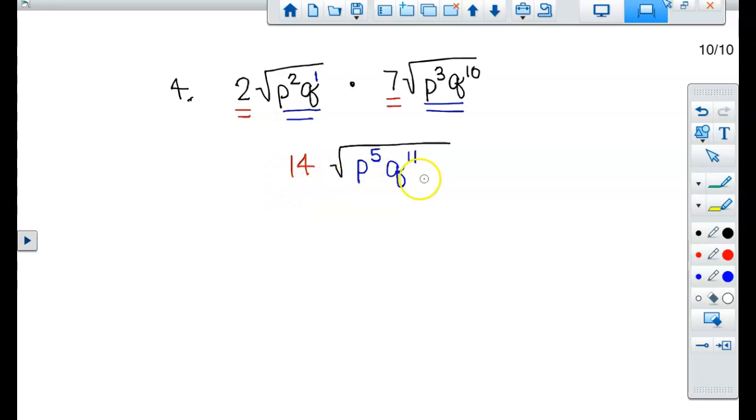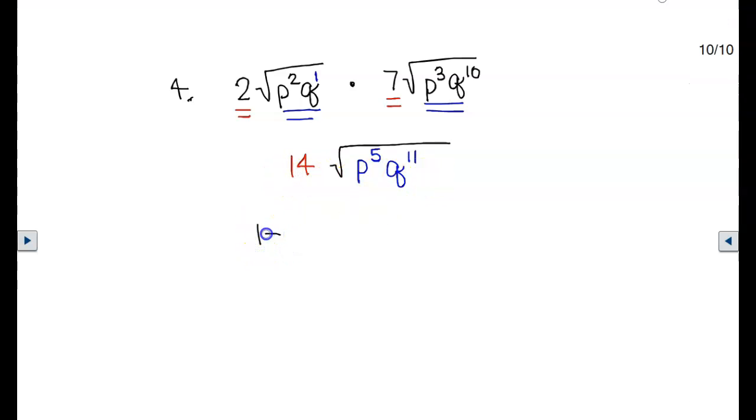Now it's time to take this and simplify it. So my 14 I'll just bring down, and I'm going to split my square root into 2 square roots. I don't have a coefficient in here, so I go straight to these variables. Remember that to take the square root, I need an even exponent. So I'm looking at p to the 5th power. That exponent is not even. The biggest even exponent that I can get from that is the 4th power, so I'm going to split my p to the 5th power up and make it p to the 4th power times p to the 1st power.